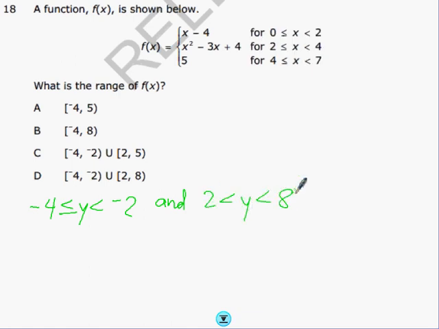Okay, and it was all this guy right here for the middle part. So it should be closed here, but it does not include the end of the line. So let's see what that looks like. -4 to -2, 2 to 8. Well, clearly this is the answer. Now, just so you know, the bracket means or equal to. The open parentheses means not. So we're good. No surprises there.